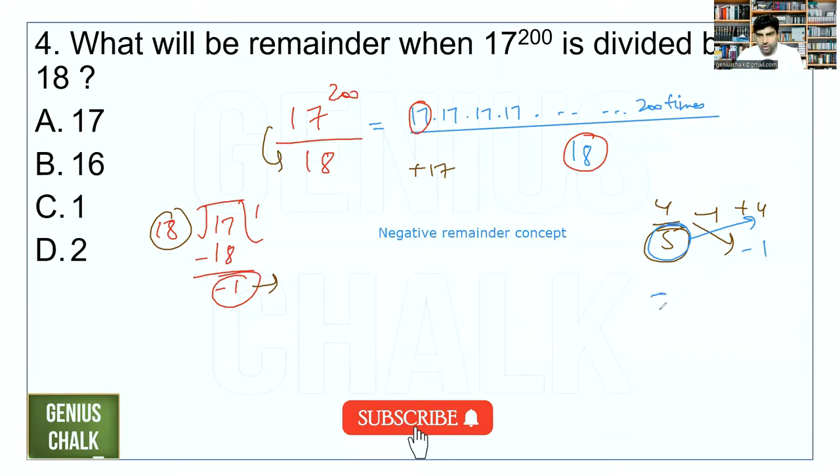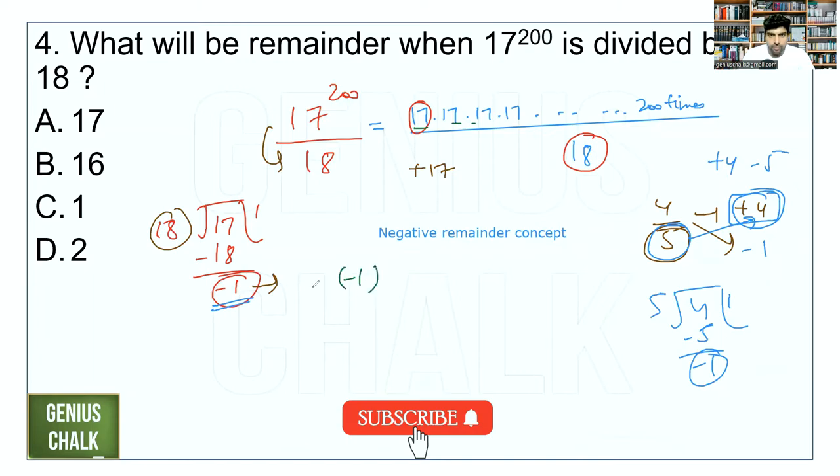Similar concept: 5 ones are 5, what is left, you subtract, it is minus 1. So you will always subtract the positive remainder from the divisor. In this case also, you subtract and you got minus 1. Now just do the question as per the condition. The remainder first time is minus 1, then also minus 1.